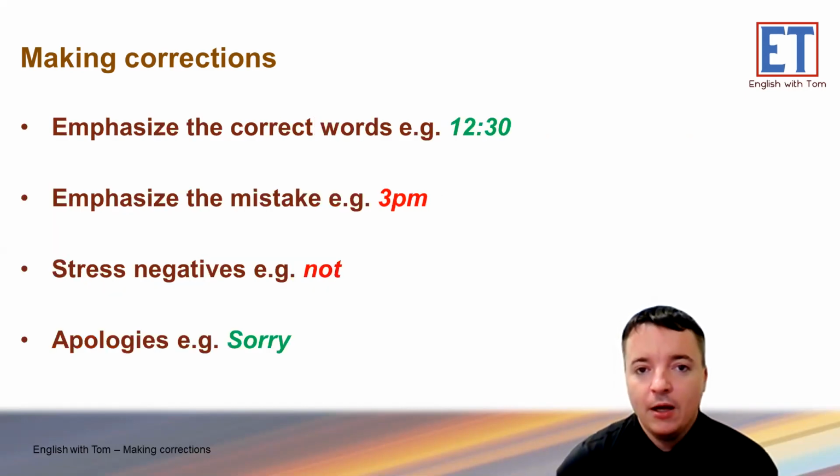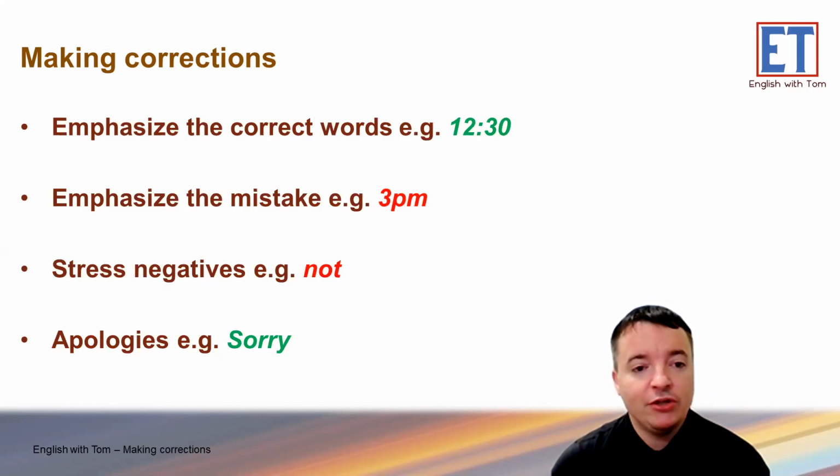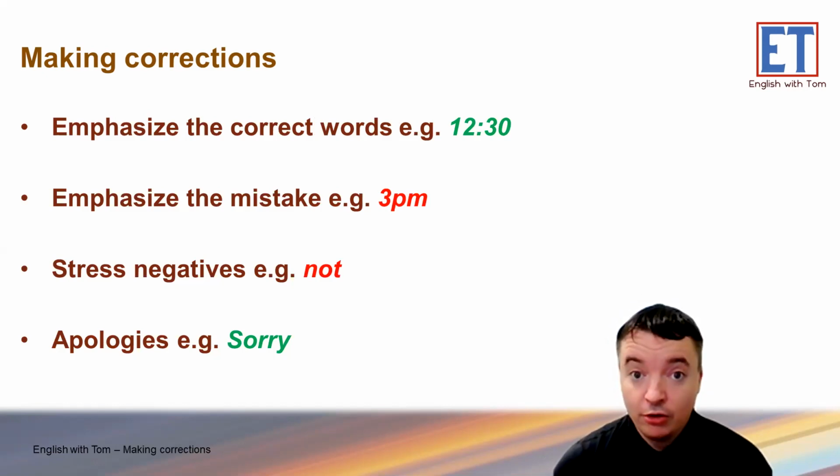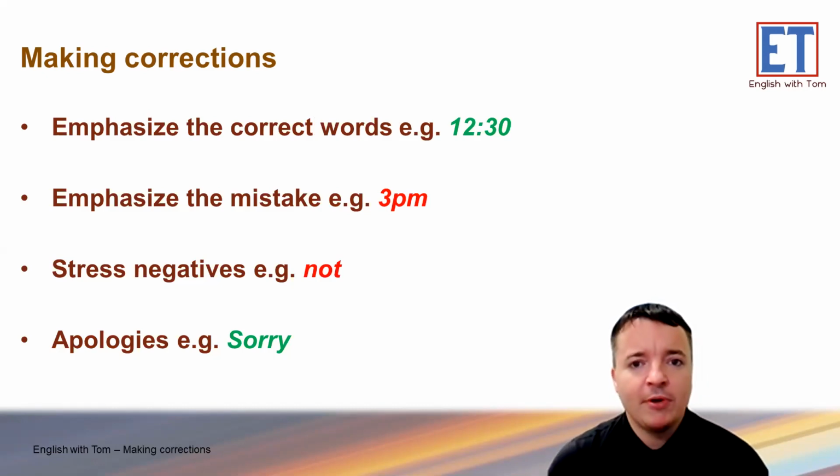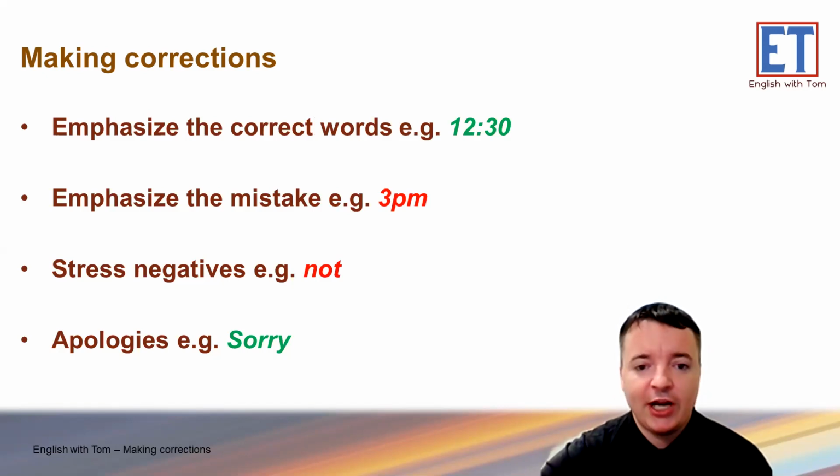So when you correct yourself, making corrections, you emphasize the correct words, 12:30. Emphasize the mistake and stress the negative, not 3 p.m. And you can also put a bit of emphasis on the apology. Sorry. So this is quite common. This is very natural. Let's check out another example.